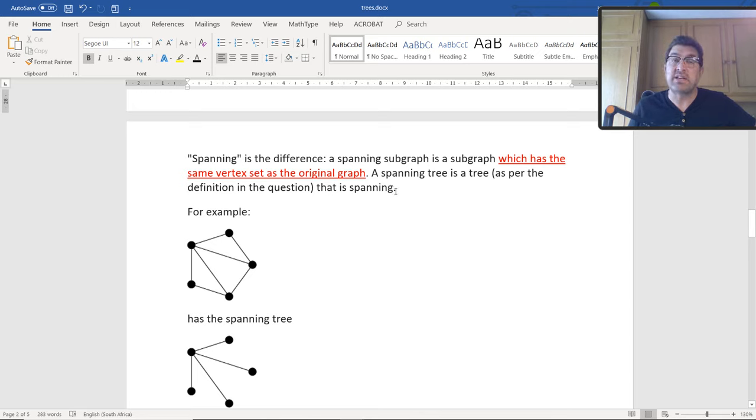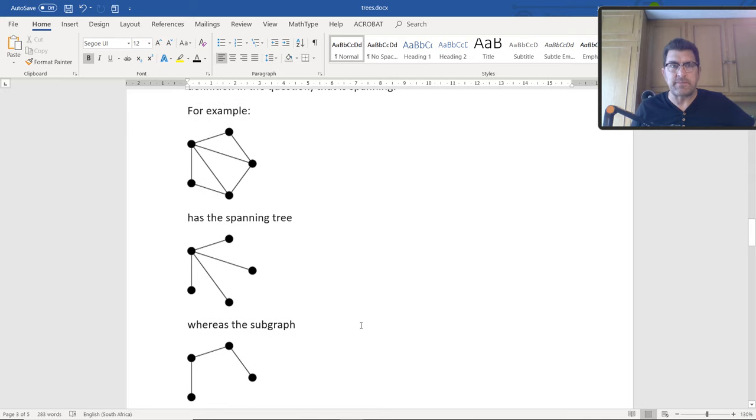It does not necessarily contain all the edges. So for example, we have this graph given to us. It has a spanning tree that looks like this. It's a subgraph of the original graph in terms of the edges. All the vertices are there. Okay, so a tree contains all the vertices of the original graph, and so does a spanning tree.